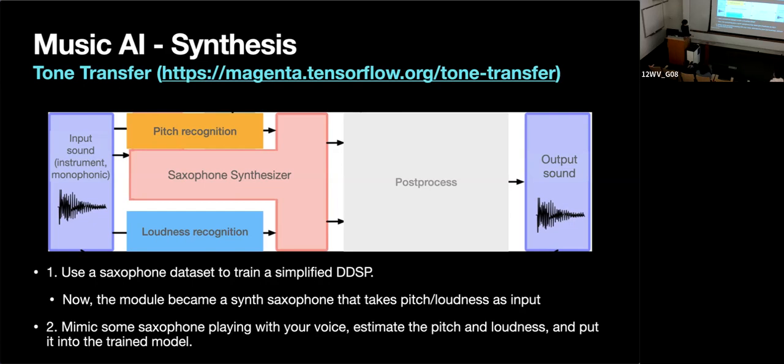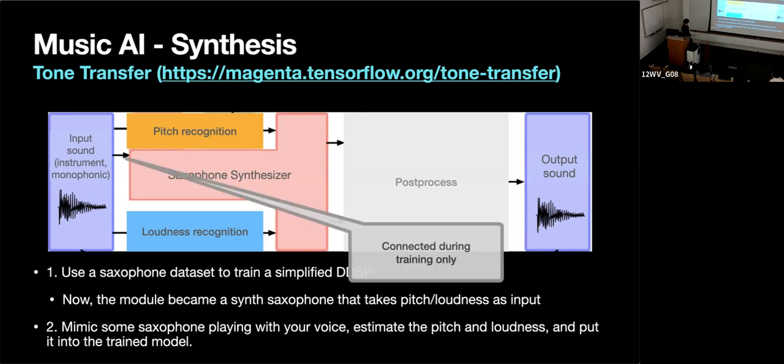Now that it's merged, the data set in the original DDSP is NSynth, which consists of quite a lot of different instrument sounds, including piano, violin, all the important electronic sounds, lead, as well as woodwind. But for this tone transfer to saxophone, we will only use the saxophone sounds. So that's the number one item here: use the saxophone data set to train a simplified DDSP. And after training, if it was successful, it has become a saxophone synthesizer, right?